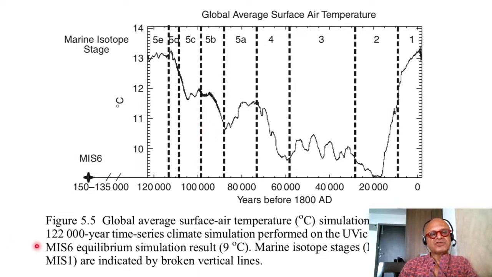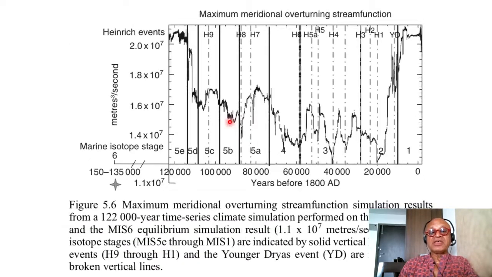This is a very long simulation for a model. If you do it with a full Earth system model or a climate model, it would take forever. That's why UVic, which is a simpler model with coarser resolution, is used, because the processes you are trying to capture are not necessarily needed at the details of a weather prediction or a climate prediction. So this is the maximum meridional overturning stream function simulation results from the same simulation and MIS. So that's what we said before.